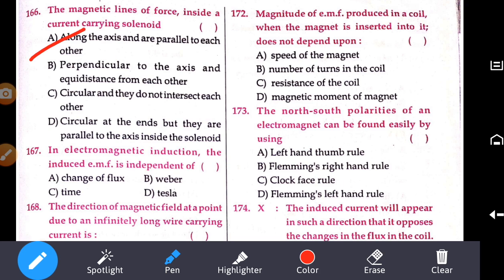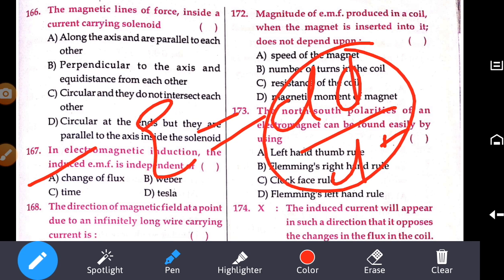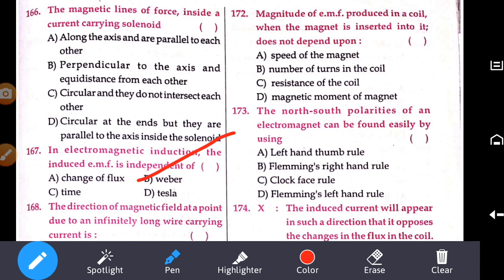Option A. In electromagnetic induction, the induced EMF is independent of which quantity? Induced EMF means d phi by dt, so it depends on the change in the flux. With respect to time only, it depends. Tesla is the unit of magnetic flux density, so Tesla is correct. Then what is independent? We can say Weber, since a change in flux should be present. Okay, option B is our answer.